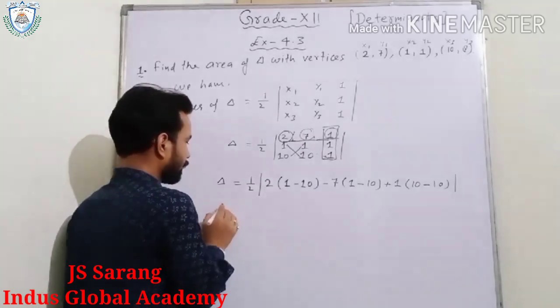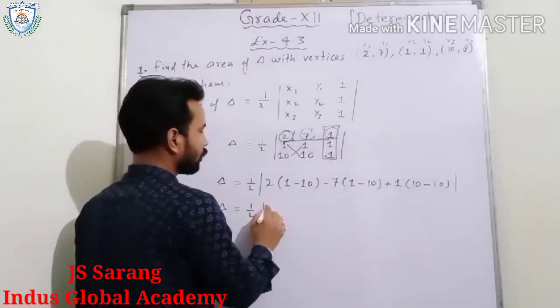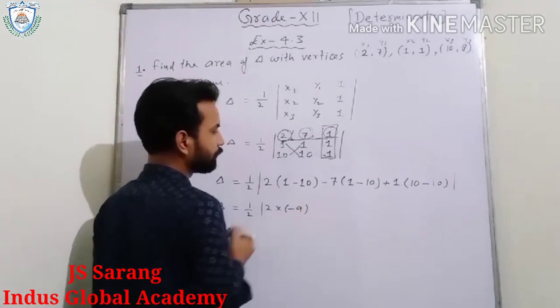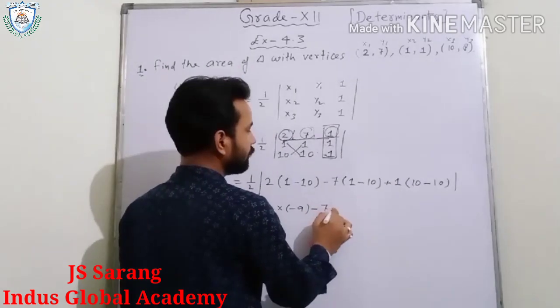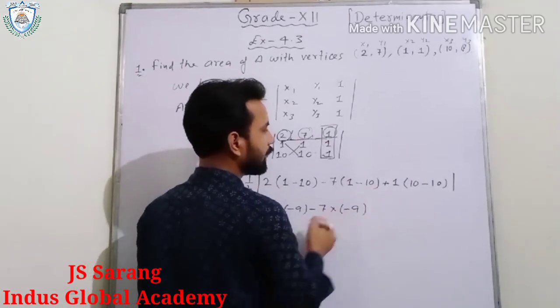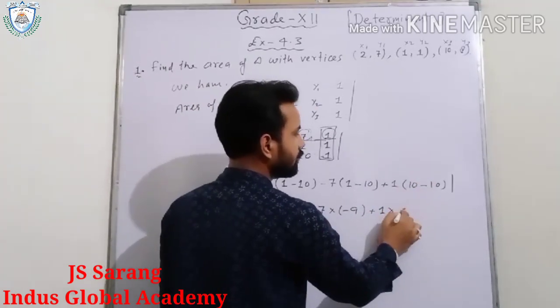Now see, delta equals 1 by 2 mod of 2 into 1 minus 10, that is minus 9, minus 7 into 1 minus 10, meaning minus 9, plus 1 into 10 minus 10, which is 0.